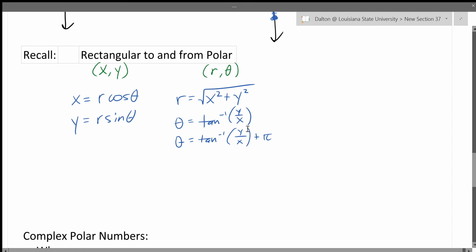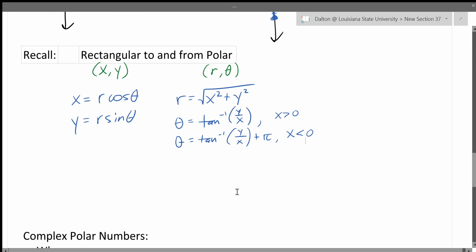Oh, you use the one where you add pi when x is less than 0. Very good. So you just do regular arctangent when x is greater than 0, and you add the pi when x is less than 0. P.S. You need to know these for your test. They're not going to be given to you. So I think many of you know the x and the y ones, and you probably know r at this time as well. But I could see theta giving you guys some trouble if you're not careful to study those.